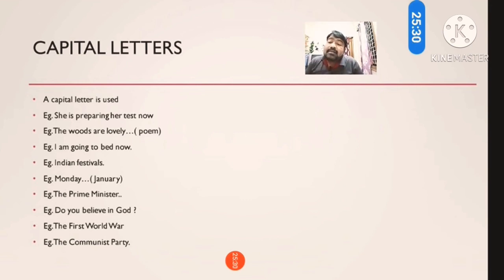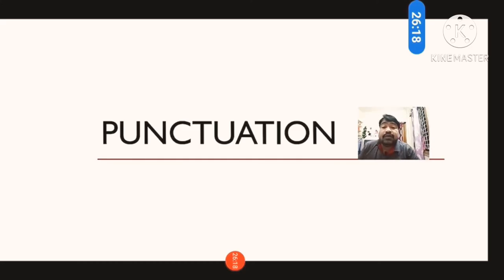So in such cases also, we can use capital letters. Let us see the next example. The Communist Party, the Bharatiya Janata Party, the Telangana Rashtra Samiti, the Janata Dal Party, the United Democratic Front, the Left Democratic Front. In such cases also, we can use capital letters. I hope that you understood these three types of punctuation: end punctuation, internal punctuation, and word punctuation.